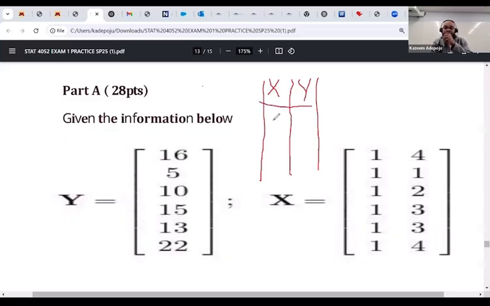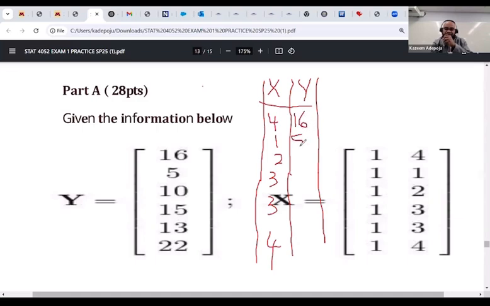Initially, this is the way the data set is: x is 4, 1, 2, 3, 3, 4. Then y actually is in this form: 16, 5, 10, 15, 13, 22. This is the way the data set is initially.